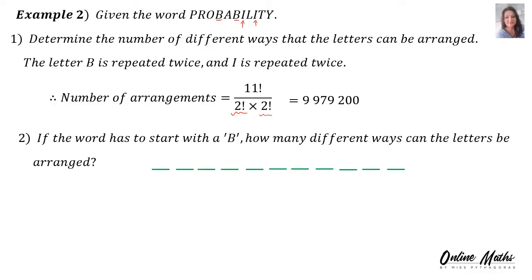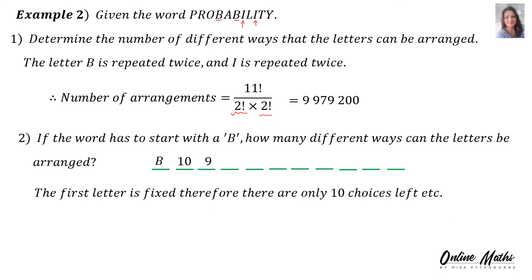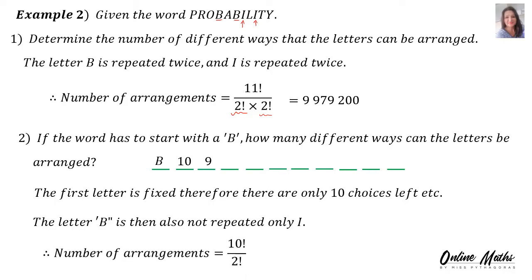Question 2. If the word has to start with a B, how many different ways can the letters be arranged? So now, in the first little pigeonhole there, you fix the B. Then, do you agree? Suddenly, there's 10, 9, etc. letters available. So the first letter is fixed, therefore there are only 10 choices left, etc. The letter B is then also not repeated and only I is repeated. Therefore, the number of arrangements will be 10 factorial divided by 2 factorial.